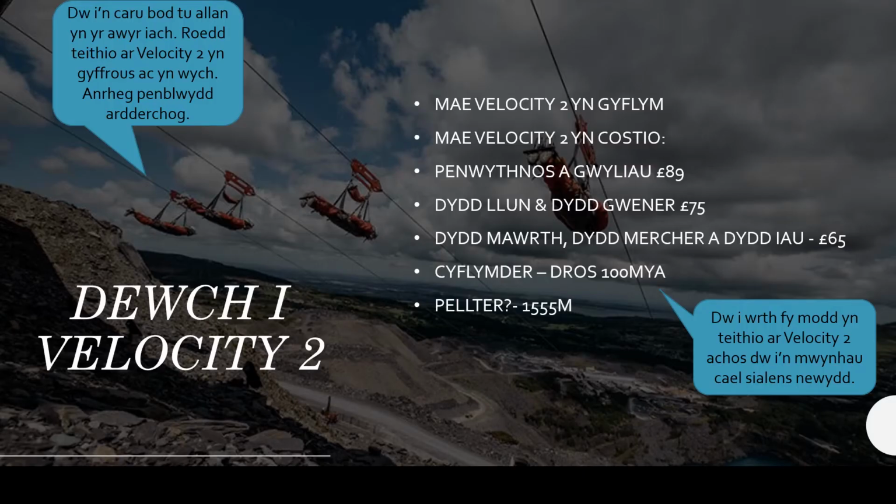Another one I did was Velocity 2. I said, Dewch i Velocity 2. And then in the centre there, I've listed all the things about Velocity. I've said, mae Velocity 2 yn gyflym. We've had that one in one of our last lessons. Velocity 2 is fast. Mae Velocity 2 yn costio. It costs. And now I've listed all the different prices.